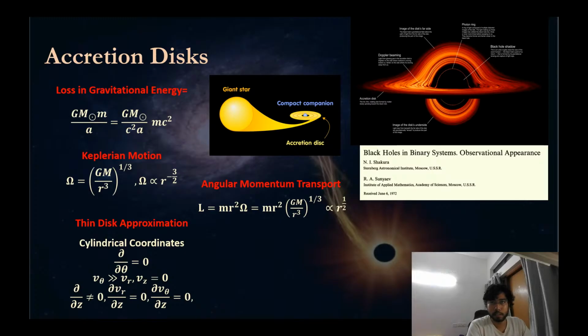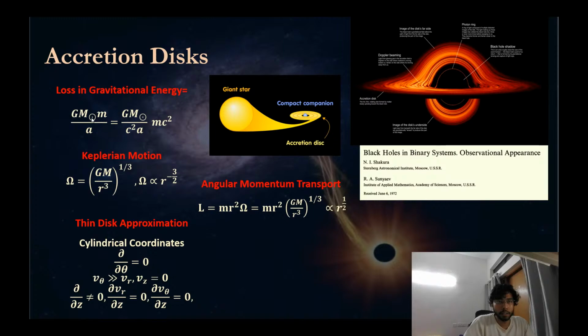Sagittarius A star is at the center of our Milky Way galaxy. So this emission, this light that is coming from these objects, is basically the conversion of this gravitational energy into this radiation energy that we see. Now, the loss of gravitational energy is given as GMm by a.